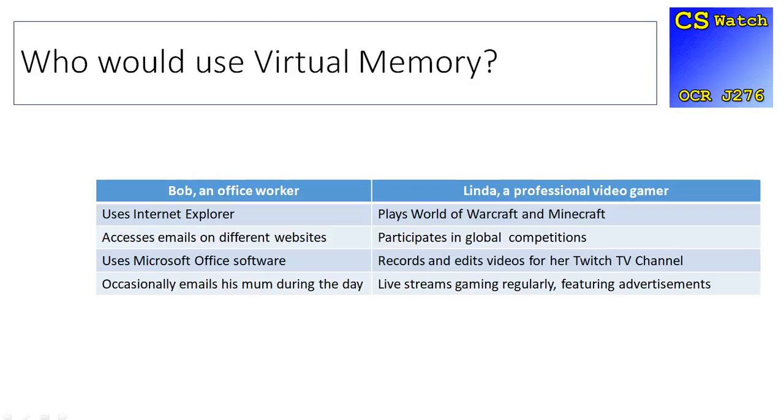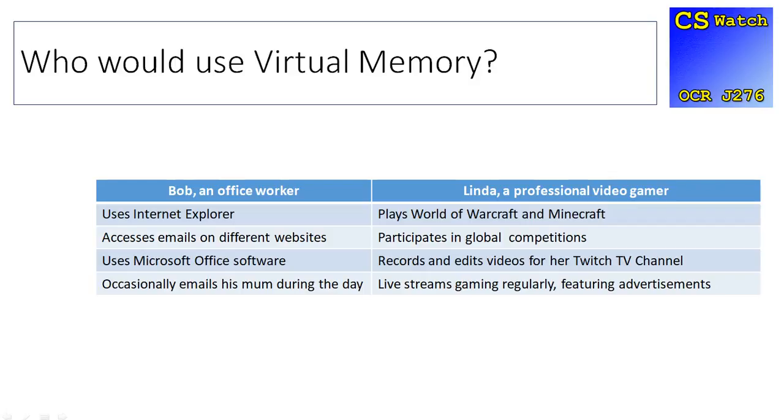So straight away, if we're thinking about virtual memory, Bob is more likely to be able to use virtual memory because what he's doing isn't really heavy computer usage. It's just everyday usage that you'd use a computer for. It's nothing intensive. Whereas Linda, she wants to be as quick and as competitive as possible.